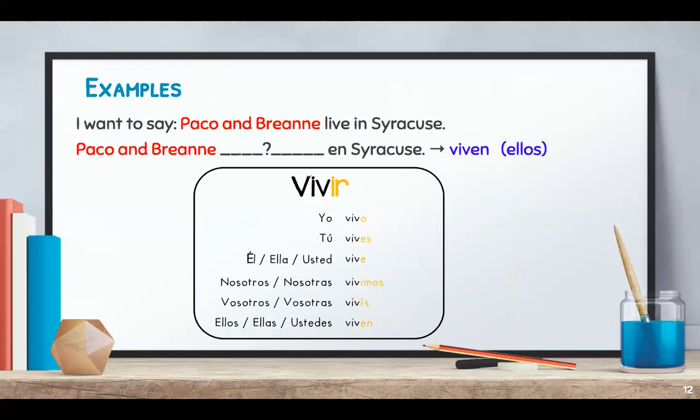Here's an example of an IR verb, vivir, which means to live. I want to say, Paco and Brienne live in Syracuse. Paco y Brienne, I should say, in Syracuse. How do I conjugate this verb? Well, I'm talking about other people, not directly to them. It's two people, so it would be ellos. I go to my IR verb endings, and I see it should end in EN. Therefore, the answer is Paco y Brienne viven en Syracuse.